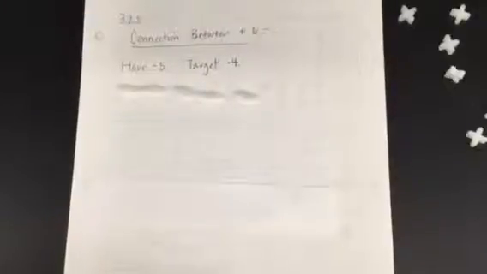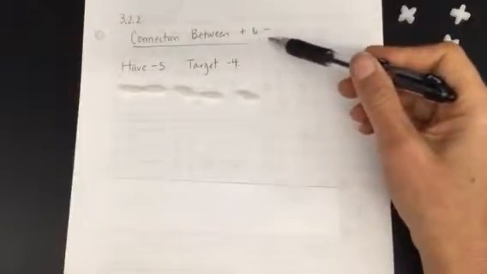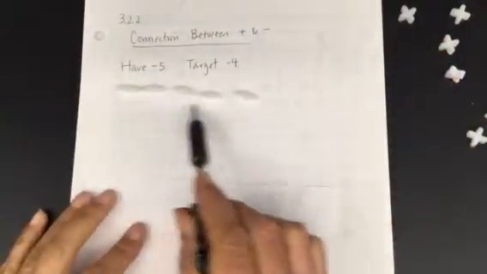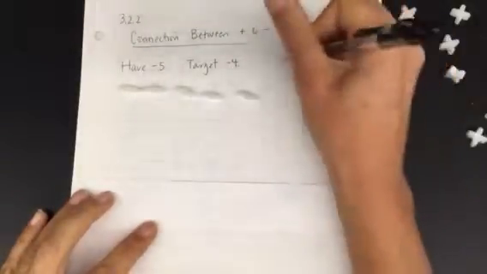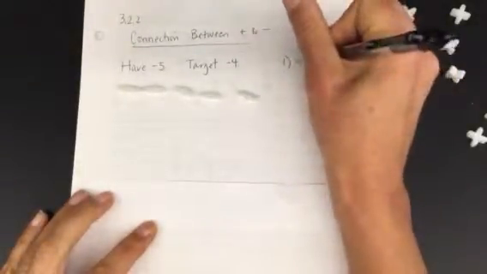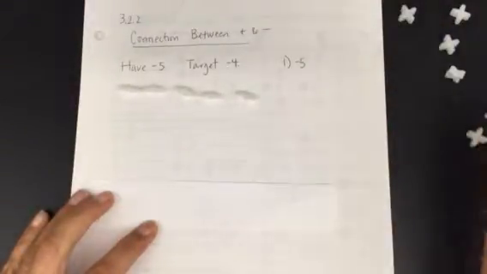This is a video recapping lesson 3.2.2 from our textbook, making a connection between addition and subtraction. So let's say, for example, we have -5 and we're trying to get to -4. I'm going to come up with a couple of ways where I can show that I have -5 and how I would get to -4.